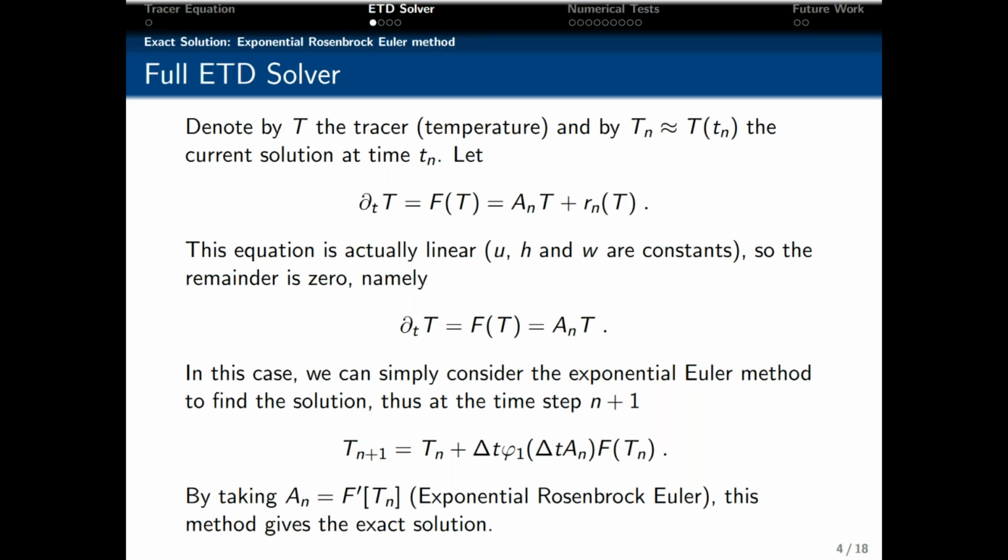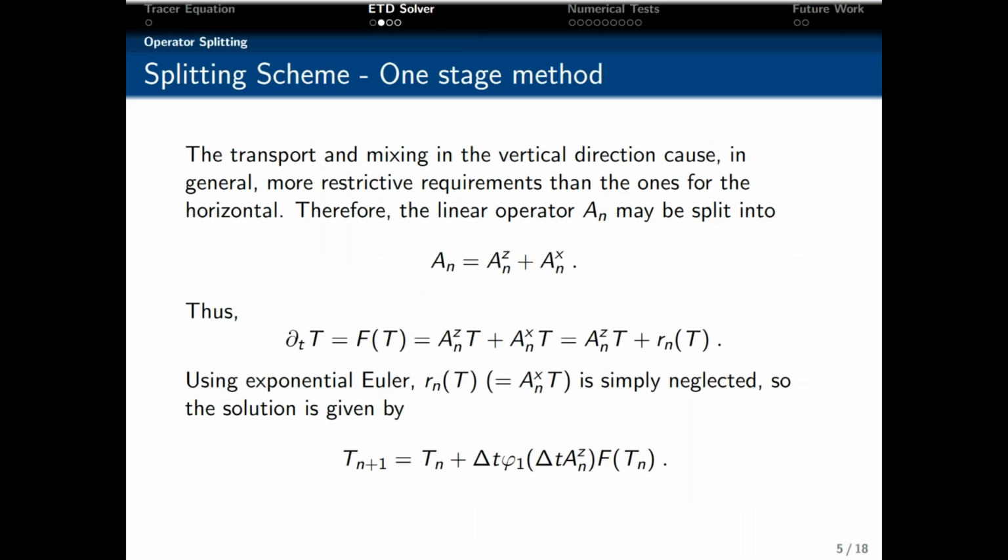The problem is that in this situation, your linear operator A is the exact Jacobian, and you have to evaluate it at every time step, and this can be very expensive. So we decided to modify the linear operator in a more appropriate way considering the physics of the problem. The transport and mixing in the vertical direction are those which cause the more restrictive requirements compared to the requirements imposed by the horizontal terms.